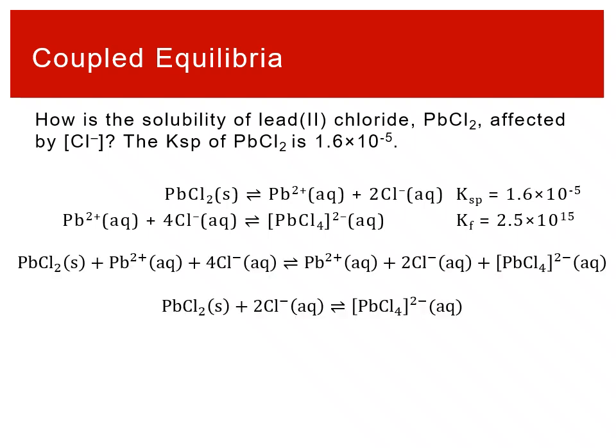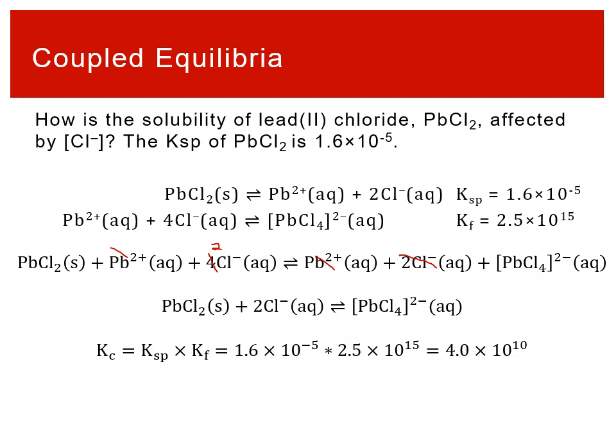We can put that all together and cancel out the leads. The chlorides cancel out to some extent, so that 2 and that 4 becomes a 2. We're left with just lead-2 chloride solid reacting with dissolved chlorides to yield my complex ion. The equilibrium constant for that process is going to be the product of the equilibrium constants for my combined reactions, right? Those two multiply together, and I get 4.0 times 10 to the 10th, which is quite an improvement over the Ksp of the solid bare PbCl2.